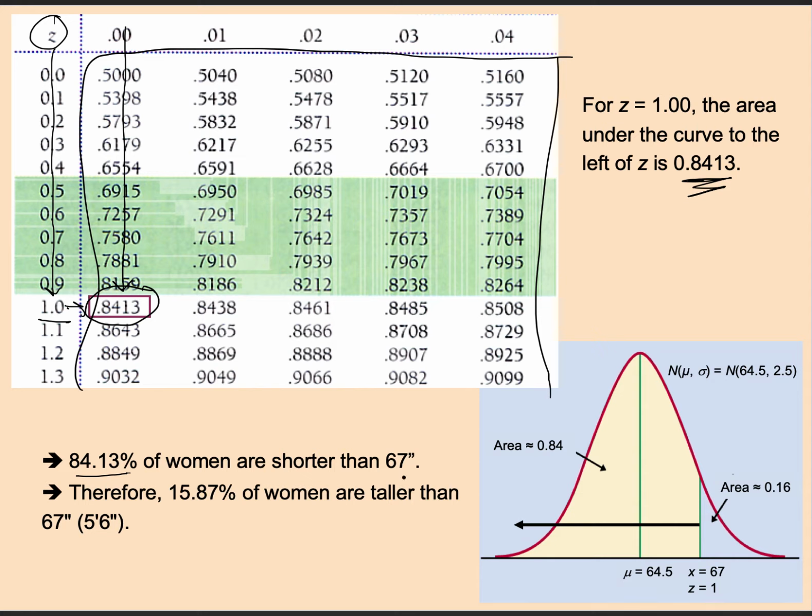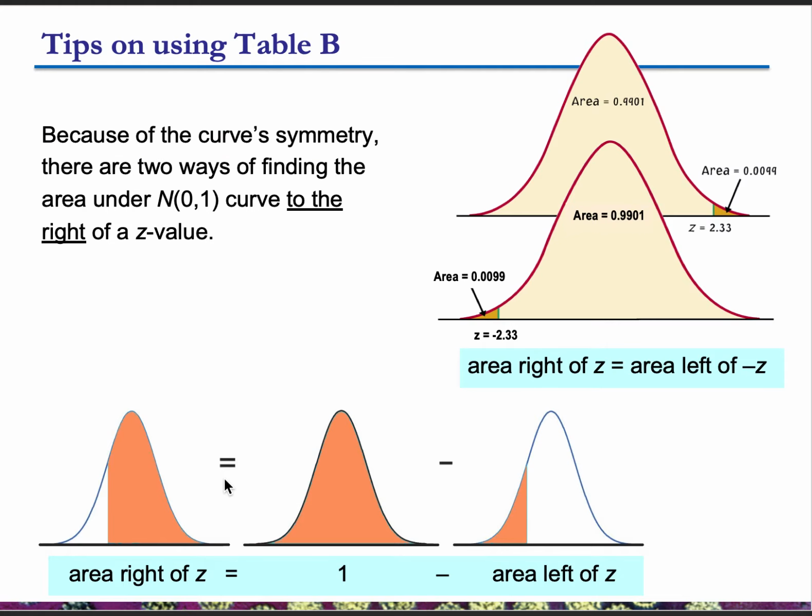And then you can say the other area on the right side, woman taller than 67%, is 100% minus 84.13, that's 15.87. So there are some tips when you make use of this table.